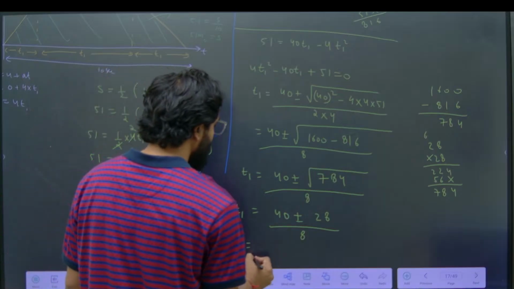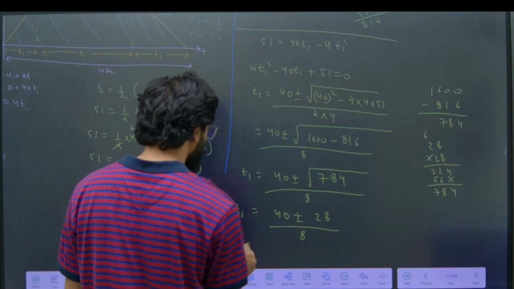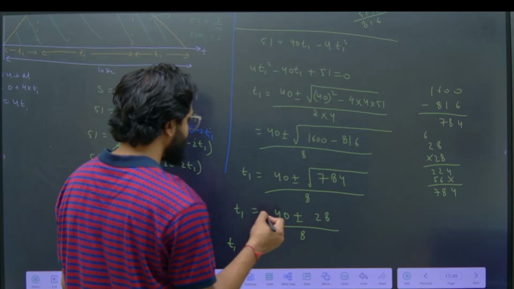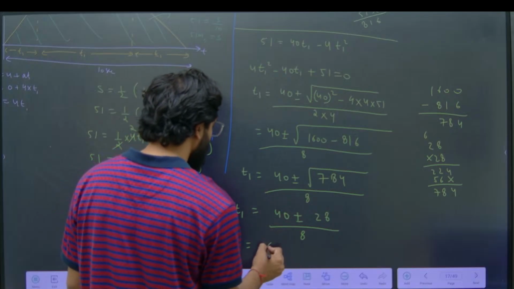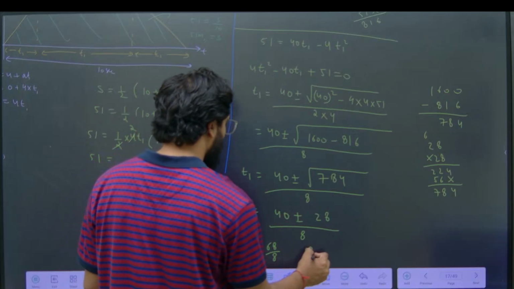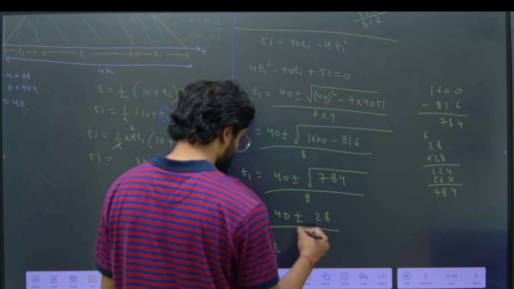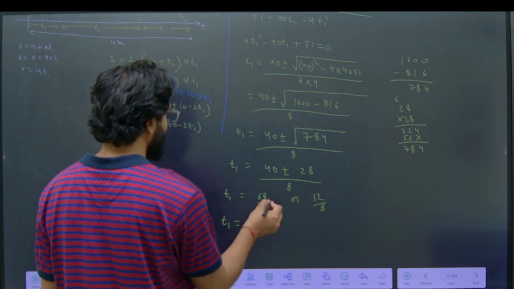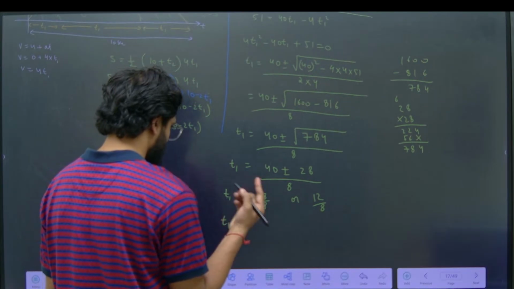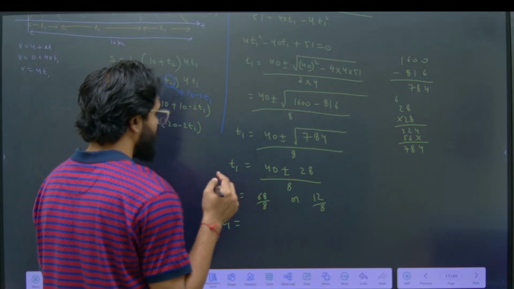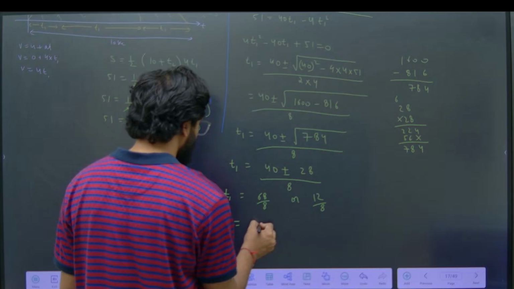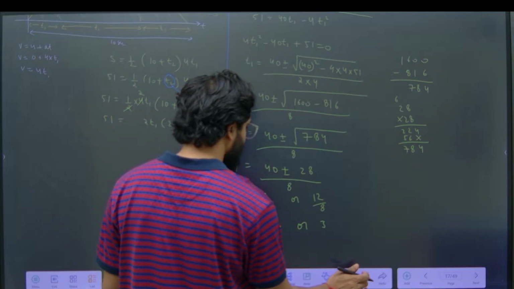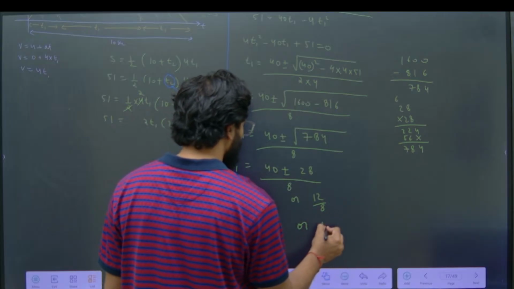So the answer over here is either 40 plus 28, so that is 68 upon 8, or 12 upon 8. If we are taking T1 as this, 34 by 4, 17 by 2, so it is 8.5 seconds, or it is 3 by 2, which is 1.5 seconds.